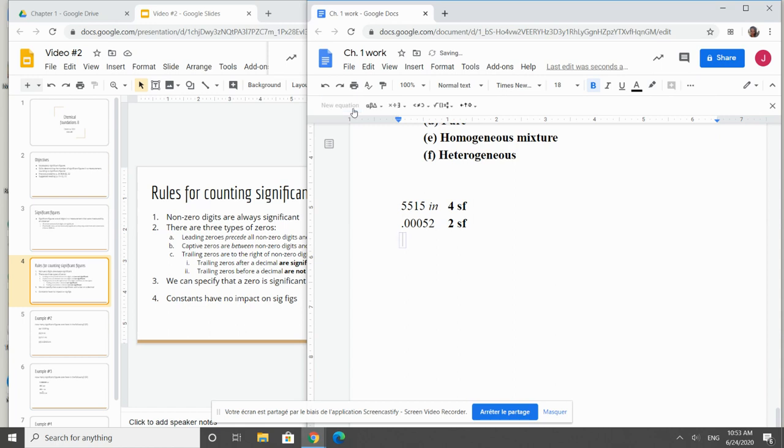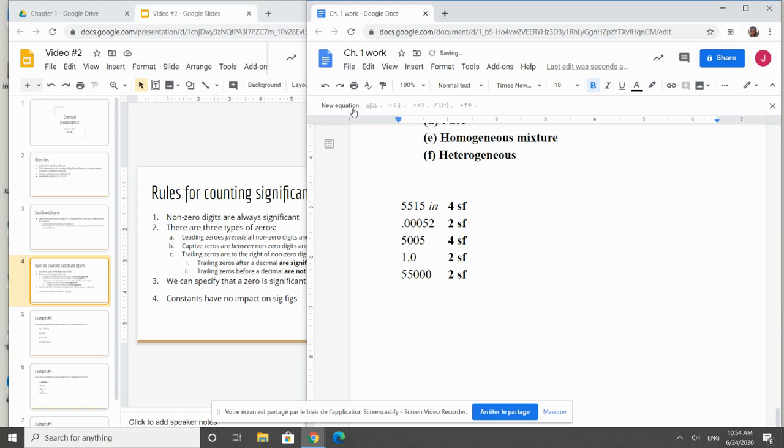Then we have captive 0. So if I have 5005, if you have a 0 that is between 2 significant figures, those are significant. So this has 4 sig figs. And then we have 2 types of trailing zeros. The first would be trailing after a decimal, so 1.0, for example. If you have to have something before the decimal, you can't just have 0 point, because sometimes people get the leading and the trailing after a decimal confused. This has 2 sig figs. And then trailing zeros before a decimal. So if I have 55,000, those zeros are trailing before a decimal. So these are going to not be significant. So this is 2 sig figs.